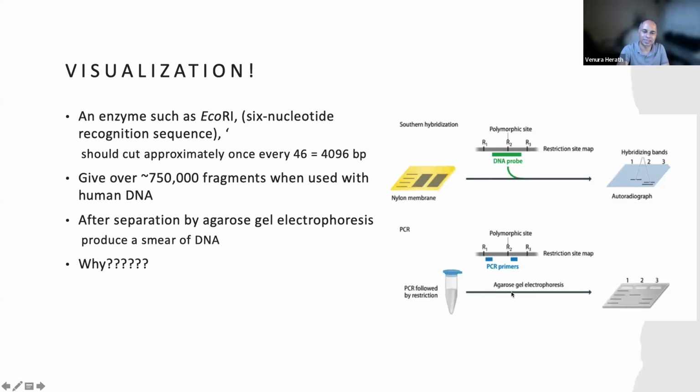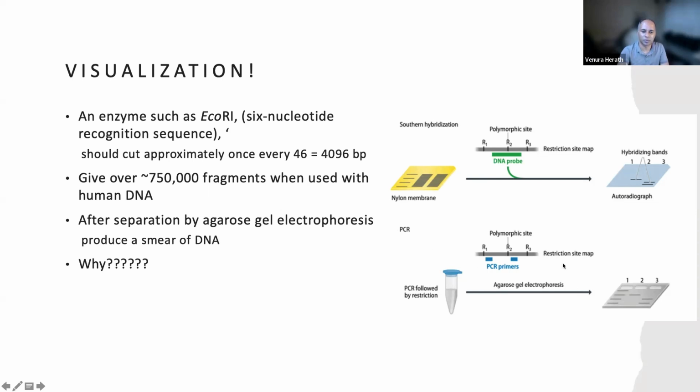It's tedious, because most of the time we can only run 12 reactions at a time when we do a Southern hybridization. Imagine if you have a gigantic genome and you're running 12 at a time, it will take forever for you to complete your project. So instead, now we use PCR.